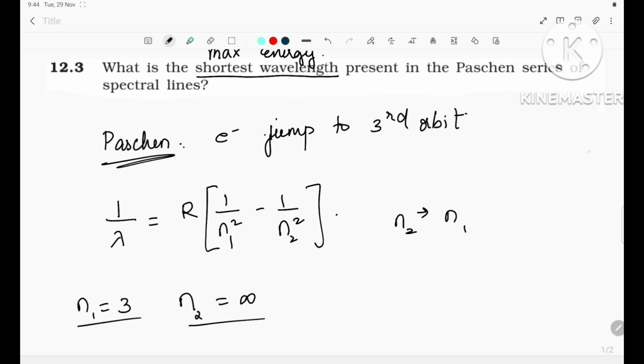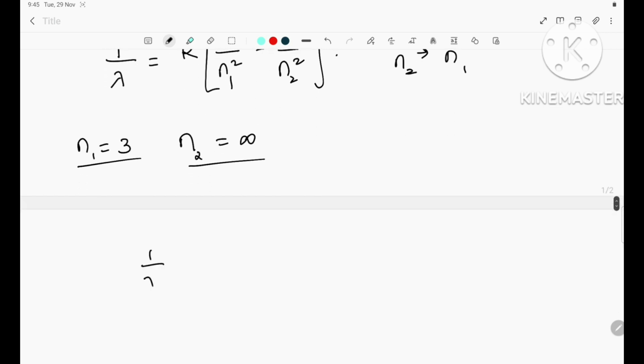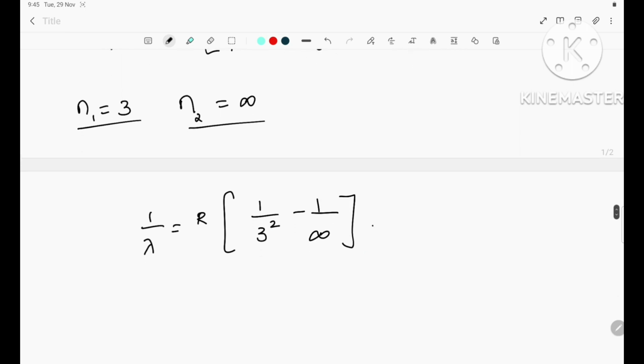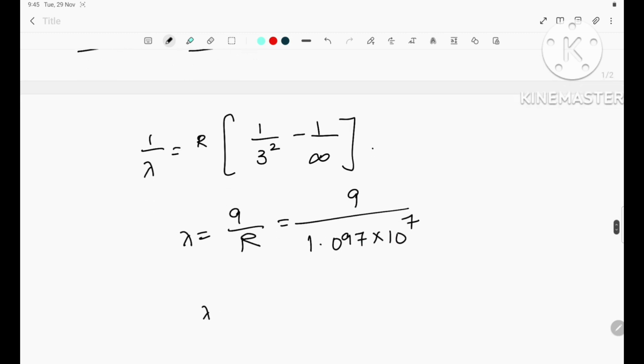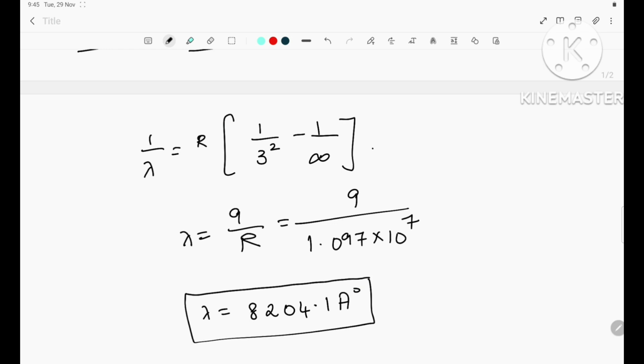So when we substitute, we will get 1 by lambda is equal to R into 1 by 3 square minus 1 by infinity. So 1 by infinity is equal to 0 and 1 by 3 square is 1 by 9. So you will have lambda is equal to 9 by R. And you know the value of the Rydberg constant, that is 1.097 into 10 to the power of 7. So lambda is equal to 8204.1 angstrom. You can calculate it and you will get the answer as 8204.1 angstrom.